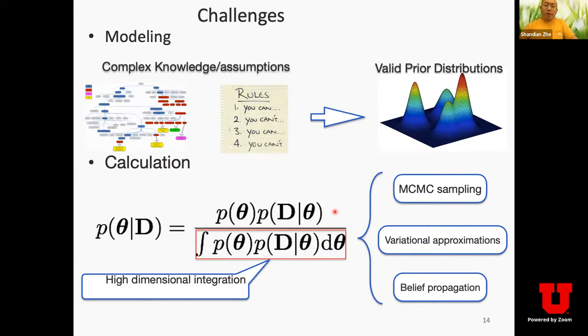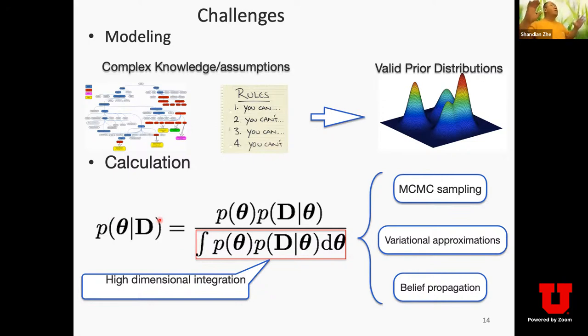So here, to summarize the three types of methods of doing posterior distribution estimation, the first one is called Markov chain Monte Carlo sampling. You might have heard of this before. It was invented even before machine learning was invented. It basically uses a Markov chain to simulate the posterior distribution.